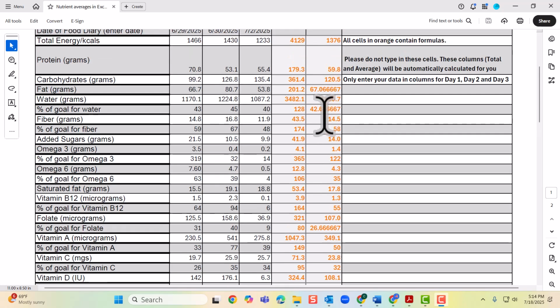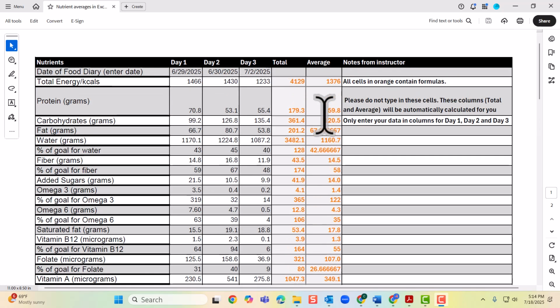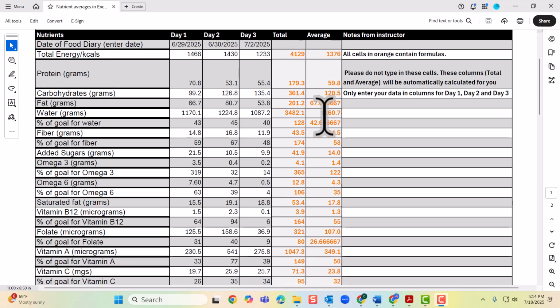That's all I wanted to point out on your nutrient averages calculation spreadsheet. So this is just a quick video to show you what data you'll find on this, and then specifically, I'll go into each assignment so you'll know where to find other data that I'm looking for.